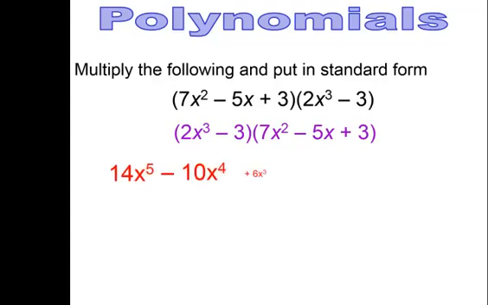So you're going to end up with the first term being 14x to the 5th minus 10x to the 4th plus 6x to the 3rd minus 21x squared minus 15x minus 9. Now notice here, when you go to try to combine like terms, there's nothing to combine. So that would be your final answer.